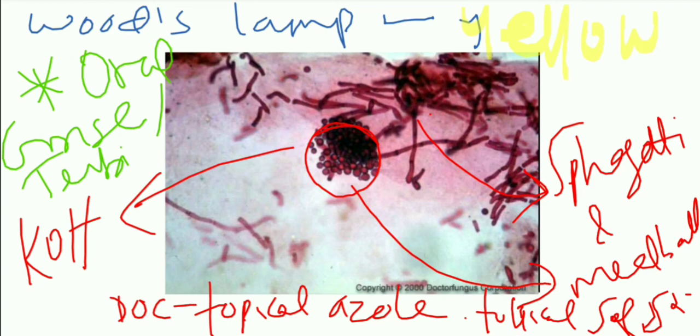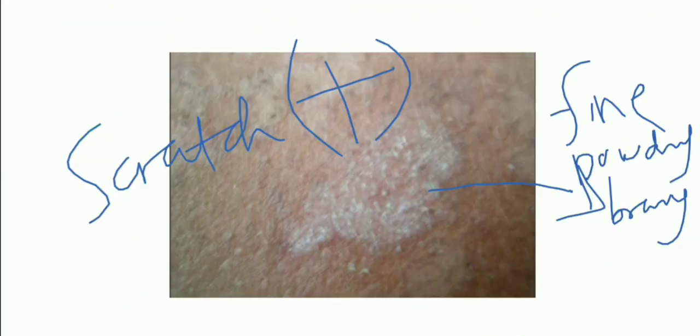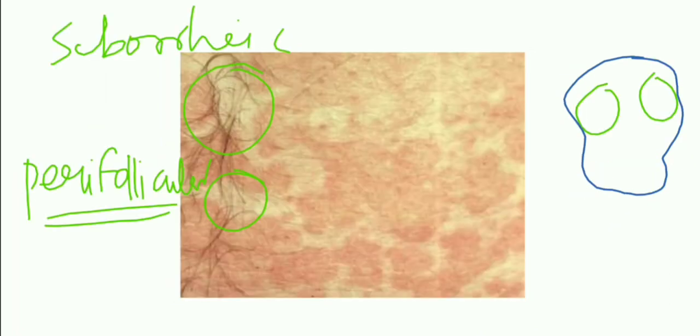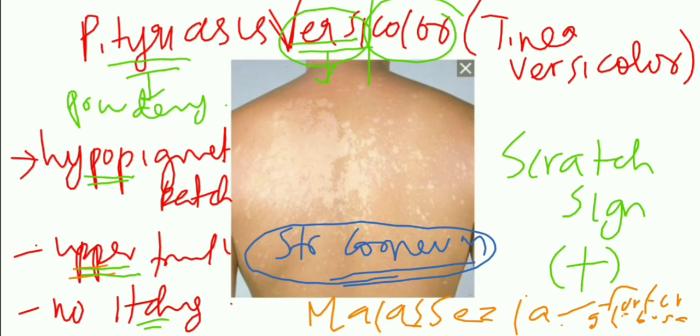So you should remember spaghetti and meatball, yellow in Woods lamp, scratch sign positive, seborrheic areas, and why the most common site is the upper trunk, and the stratum corneum. That's all.